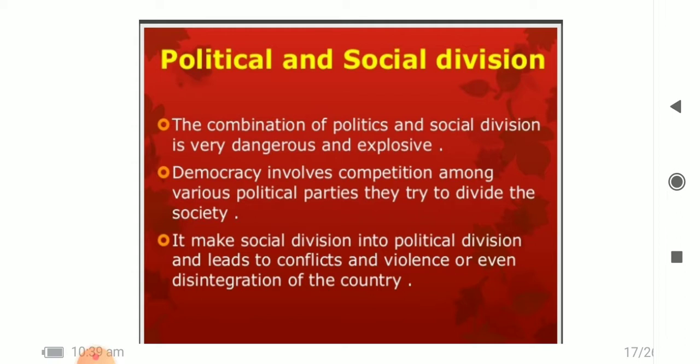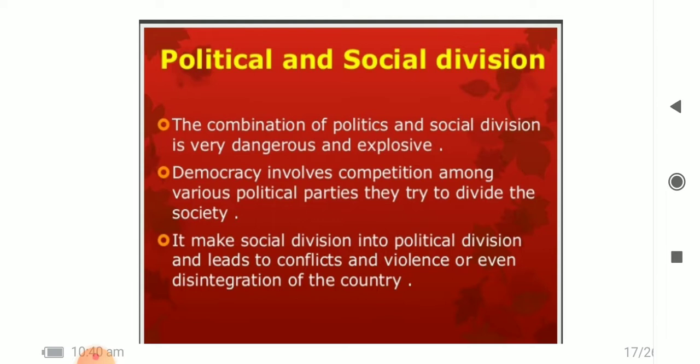Today we are going to continue Chapter 3, titled Democracy and Diversity, from your NCERT textbook, Class 10, Political Science. So far in our previous discussion, we had already covered a story from the Mexico Olympics and the differences, similarities and divisions in societies. Today we will continue to discuss politics of social division. So let's get started.